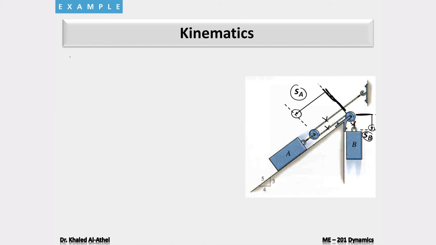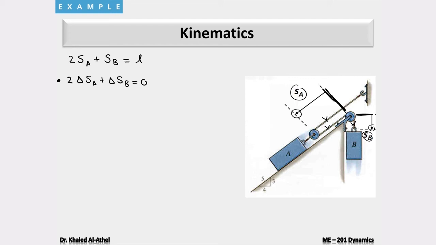So let's write the equation. I'm going to have 2SA plus SB equal to L, the length of the cord. The first equation that I'm going to derive out of this is the change in the displacement. So it's going to be 2 delta SA plus delta SB equal to 0, and not L, because L does not change. The length of the cord remains constant throughout the whole problem. Therefore, delta L will be 0 in this case.